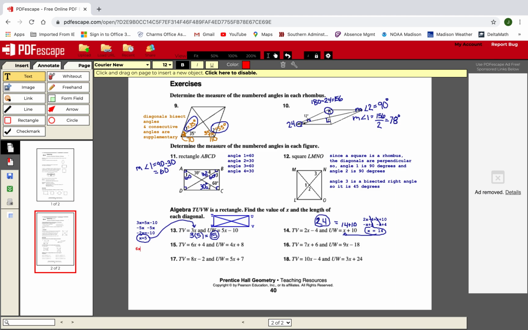Okay. 6x plus 4 equals 4x plus 8. Again, I'm going to do 2 steps in one to make sure that I have plenty of room here. I'm going to subtract 4x from both sides, which means moving my x's to the left, which means I'm going to move my constants to the right by subtracting 4 from both sides. So I'm going to subtract 4x and subtract 4 from both sides.